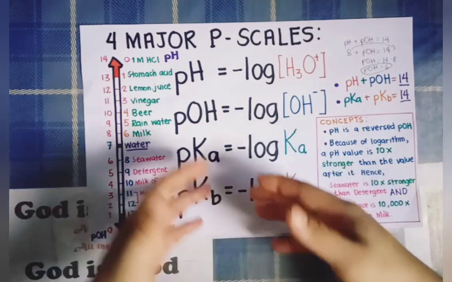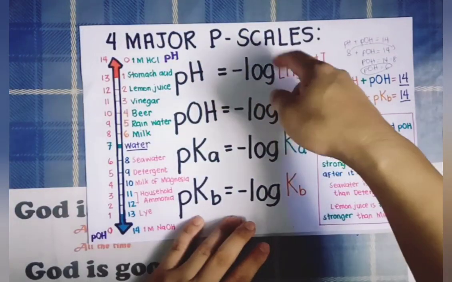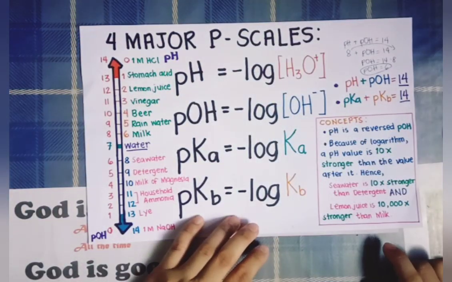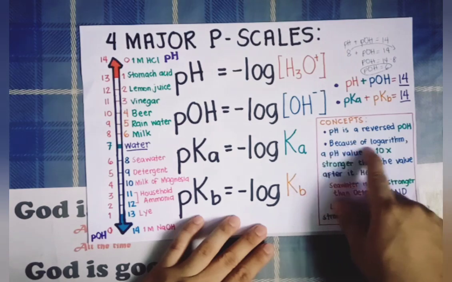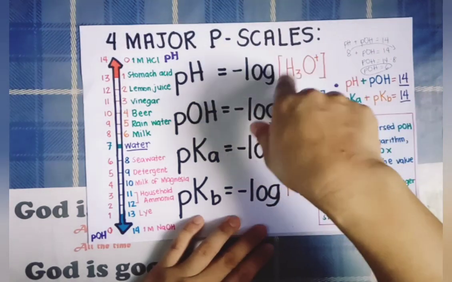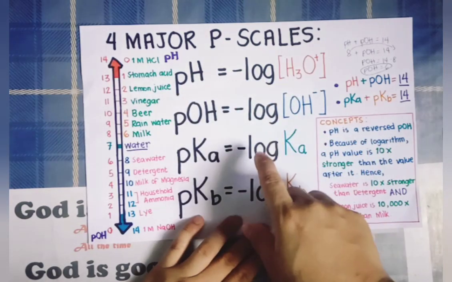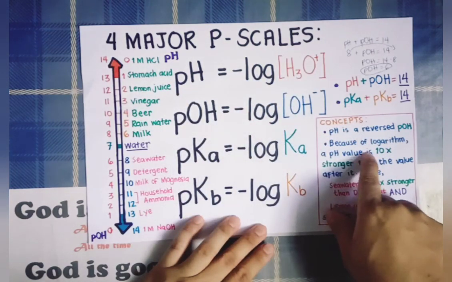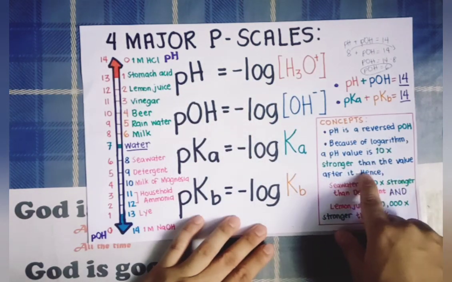Now, take note that in the p scale, again, we are using the decimal cologarithm or the negative logarithm of the substance or the thing that we are describing. Okay, and so because of the logarithm of a pH value, a pH value is actually 10 times stronger than the value after it.